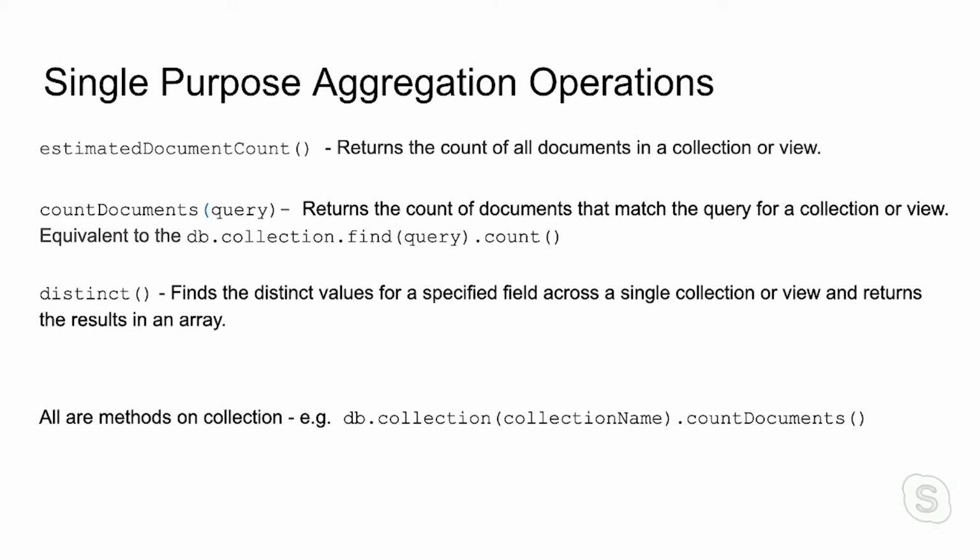And there's the distinct method, where you pass only one string, which is the name of the field. It will return all the values this field has in the collection. And all of these methods are on the collection. So as you used insertOne, insertMany, and find before, now you will use these methods directly.